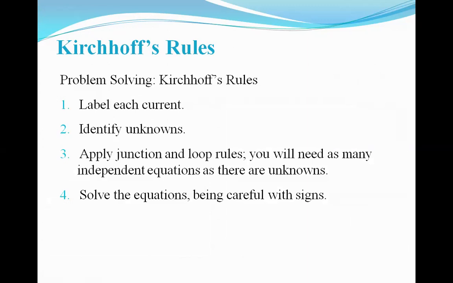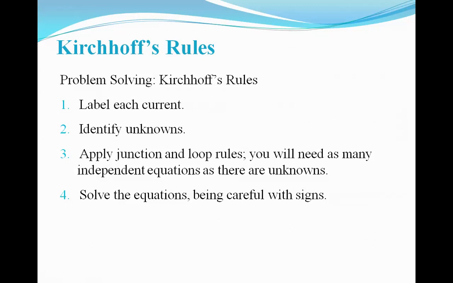So the points to be followed to apply Kirchhoff's law are: first, label each current in each branch, identify unknowns, and apply junction and loop rules. You will need as many independent equations as there are unknowns. Solve the equations, being careful with the signs. You have to consider when to take minus and when to take plus.